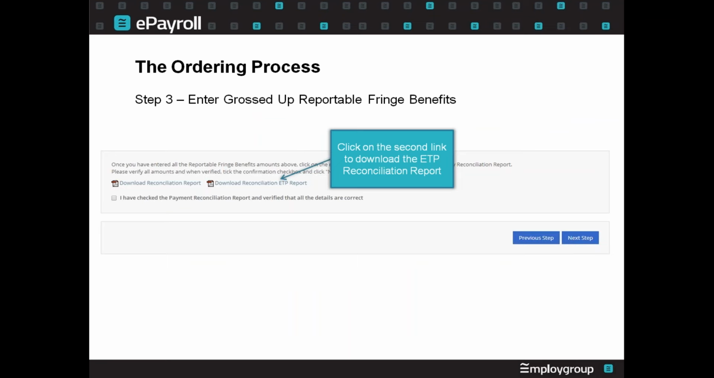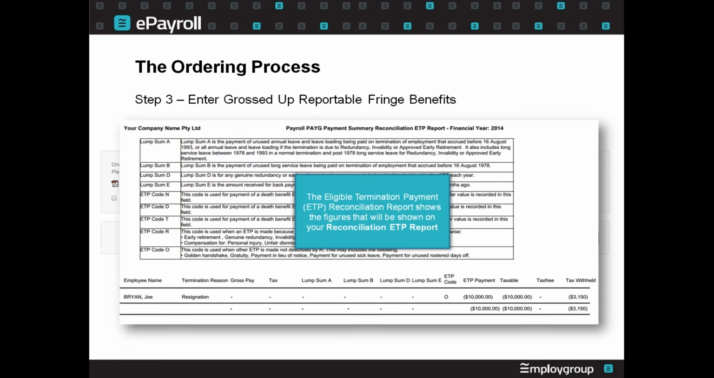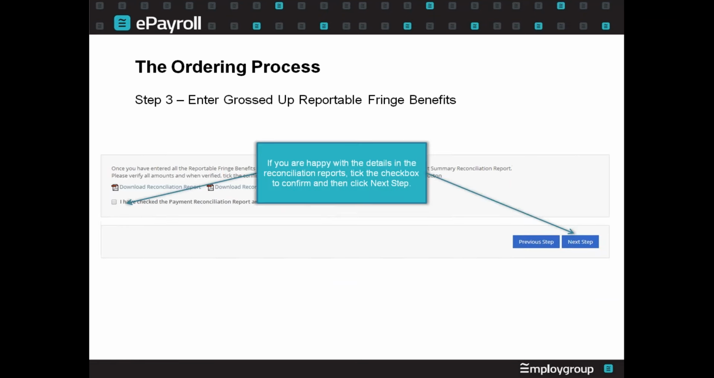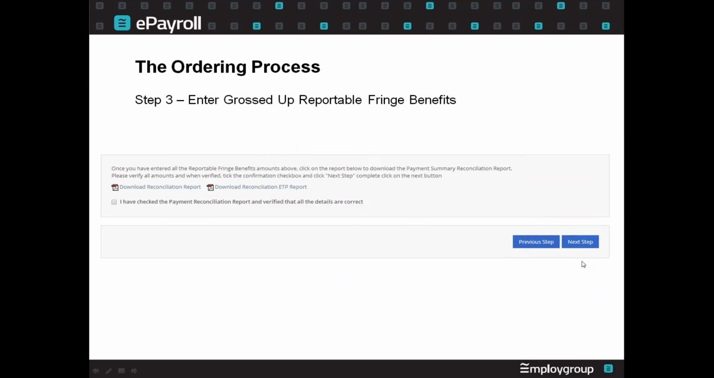Click on the second link to download the ETP reconciliation report. Now, the eligible termination payment reconciliation report shows the figures that will be shown on your reconciliation ETP report. You need to make sure that any ETPs that you've paid are here in this report. Once you've entered all your amounts and you've checked all your reports are correct, you need to click that button to say that you've checked the payment reconciliation report and click on to the next step.